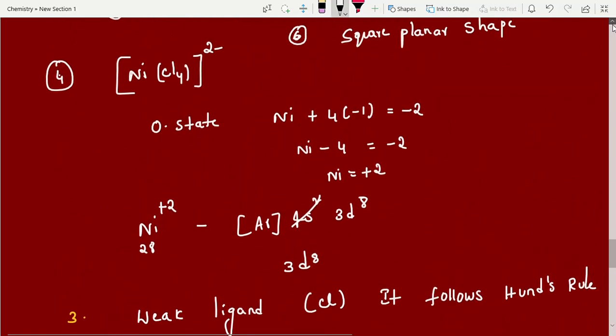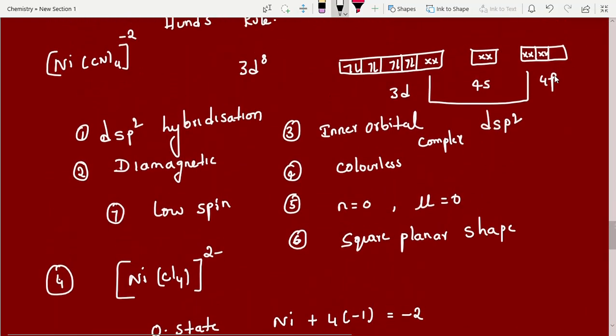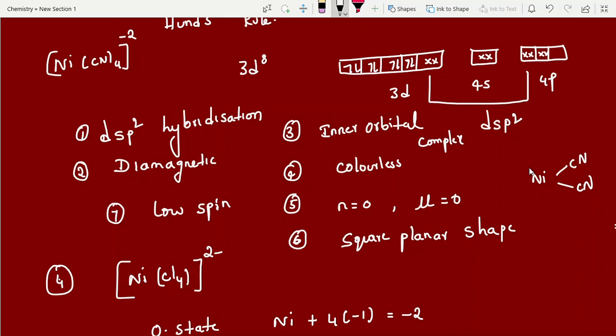Square planar. We have to draw the square planar shape. Can I draw here? Square planar. Nickel. Here, CN, here CN, here CN, here CN. This is square planar. That's it. And what is the charge here, students? We have to draw the charge also, 2 minus.